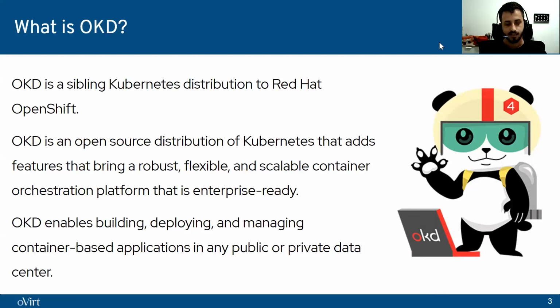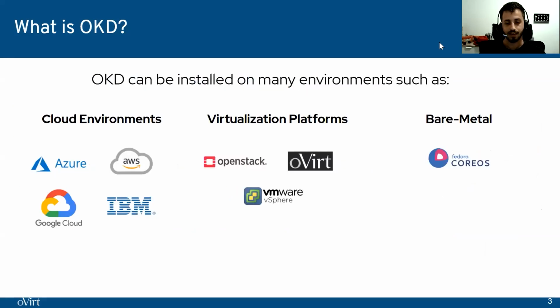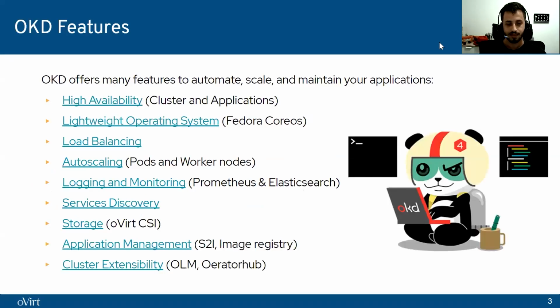So OKD is a sibling Kubernetes distribution to Red Hat OpenShift. It's essentially the upstream of OpenShift in the sense that it is open source, currently available to download right after this presentation, and completely free. OKD is an open source distribution of Kubernetes. It adds many features on top of it that we are going to review in this talk. OKD can be installed on many environments, such as cloud environments, virtualization platforms like oVirt, for example, or even bare metal. Now let's take a look at a couple of OKD main features.